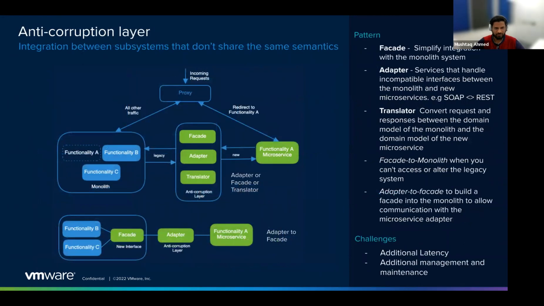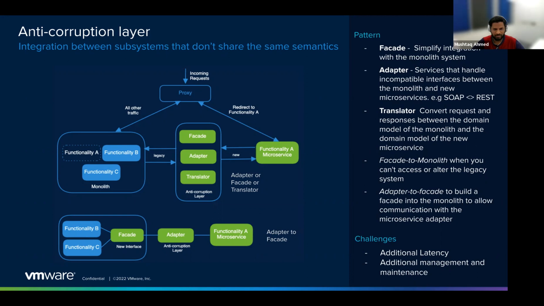So as we build new functionality into microservices, we do not want these new services to become tightly coupled with the monolith by giving them deep knowledge of the monolith's internals and integration. The anti-corruption layer is a way of creating API contracts that helps in integrating the legacy monolith with the new microservice without allowing the domain model of the monolith to corrupt the domain model of the new microservice.